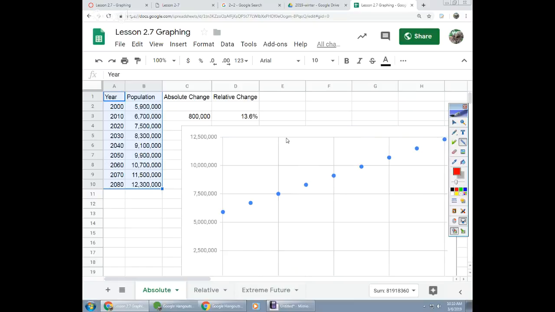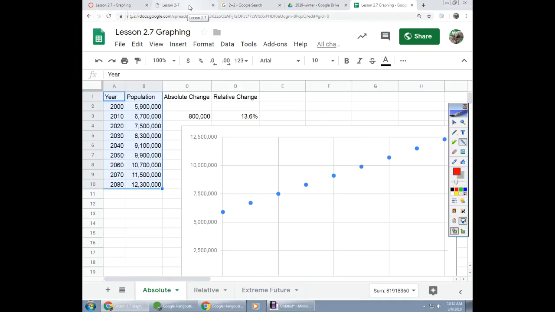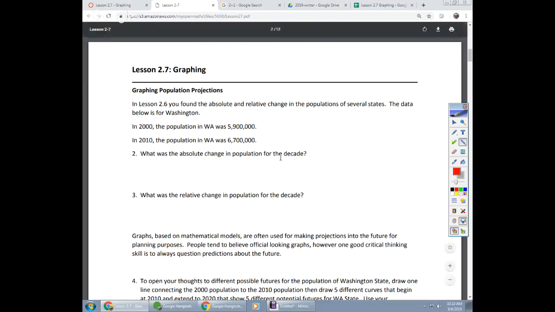So what we're going to do is we're going to start taking a look at some other kinds of curves. So if you turn the page on your lesson, oh, we're going to come back to the spreadsheet. I'm just taking papers out. There we go.